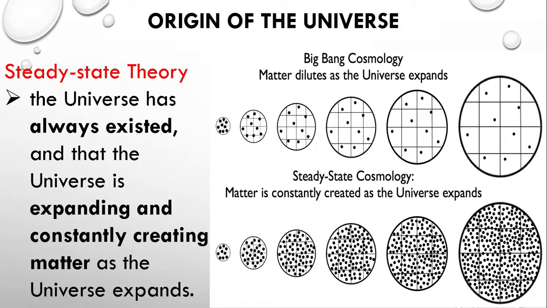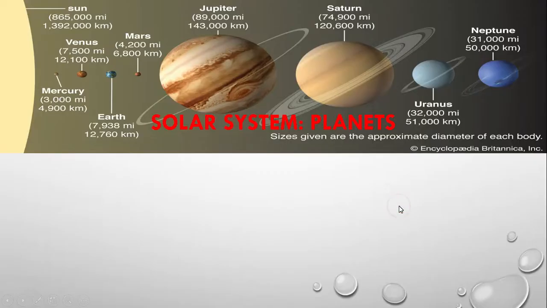But in the steady state theory, or steady state cosmology, matter is constantly created as the universe expands, as you can see here in the figure below. So that is the difference between Big Bang cosmology and steady state cosmology.